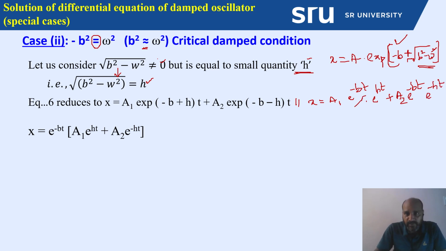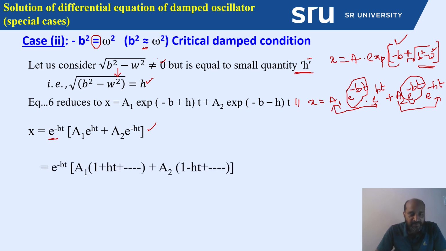Now this e to the power of minus bt is common in both the roots, so just take that e to the power of minus bt common. The remaining terms will be what? a1 e to the power of ht and a2 e to the power of minus ht. So here it is, and then we use the expansion of e to the power of ht.